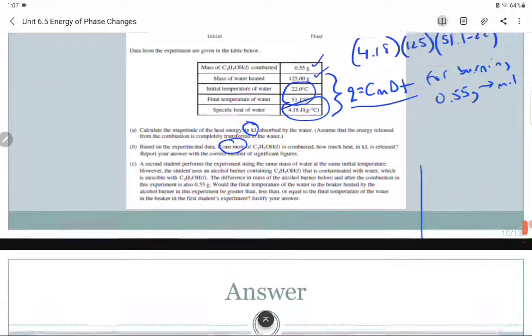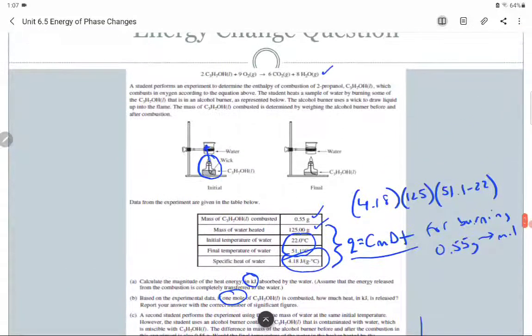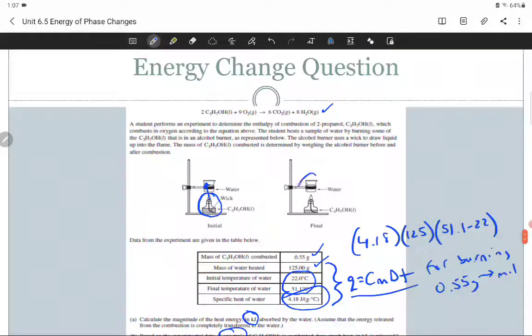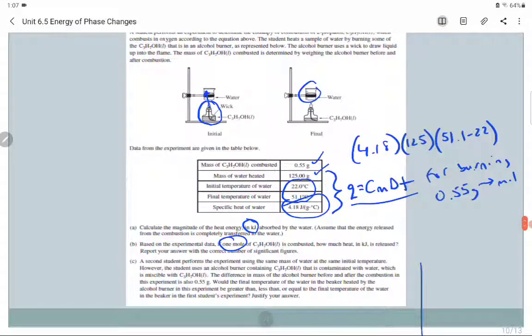And then the last part of the question. A second student performs the experiment using the same mass of water. So this area up here is identical as it was before. Same initial temperature. However, the student uses an alcohol burner containing propanol that is contaminated with water. The difference in mass of the alcohol burner before and after the combustion in the experiment is also 0.55, but this time it was contaminated.